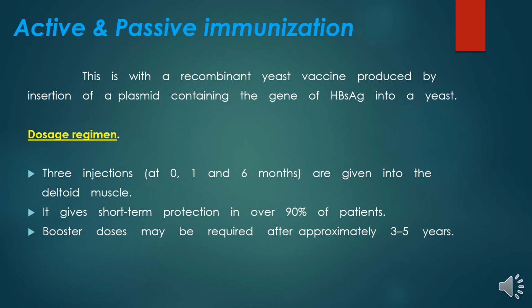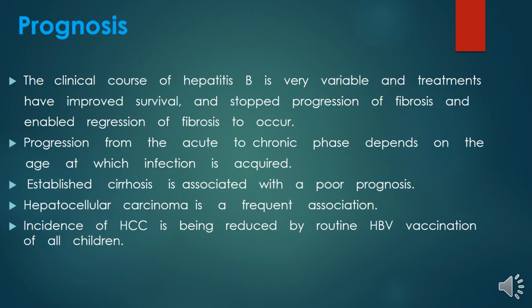It gives short-term protection in over 90% of cases, and a booster dose may be required after approximately 3 to 5 years. Prognosis is very variable, and treatment has improved survival, stopped progression of fibrosis and enabled regression of fibrosis to occur. Progression from the acute to chronic phase depends on the age at which infection is acquired. Established cirrhosis is associated with poor prognosis.